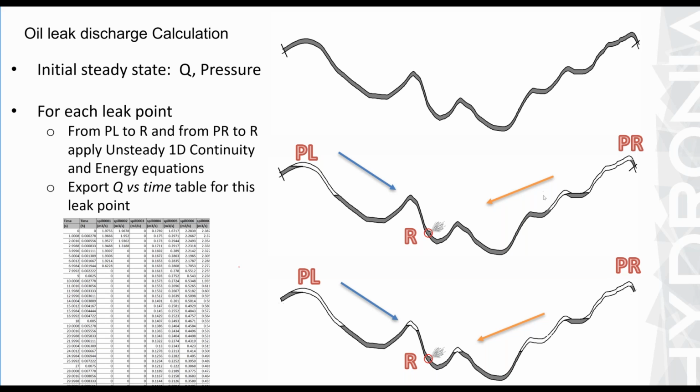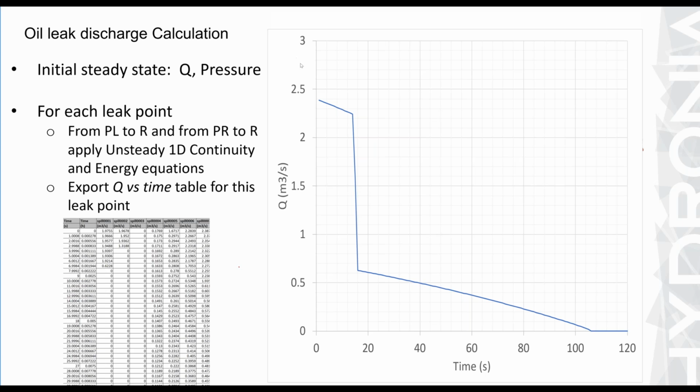So at some point, you may want to test how effective are the valve locations to minimize the flow rate out of the pipe, or the volume out of the pipe. This is an output from one of the spill locations, the discharge versus time. And you can see it can be complex because of the particular profile of the pipeline and the location of the rupture point.